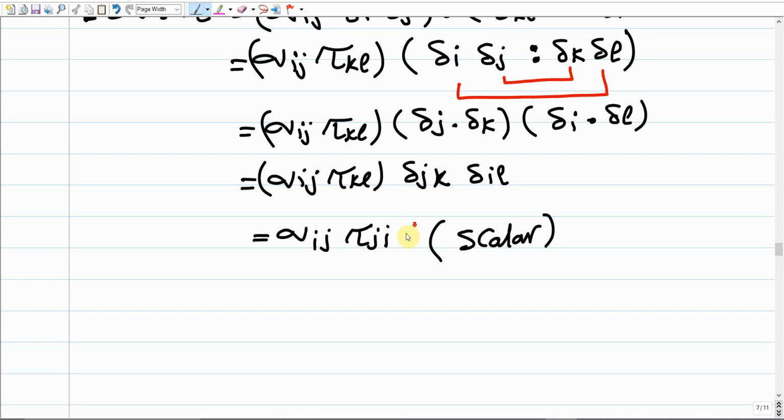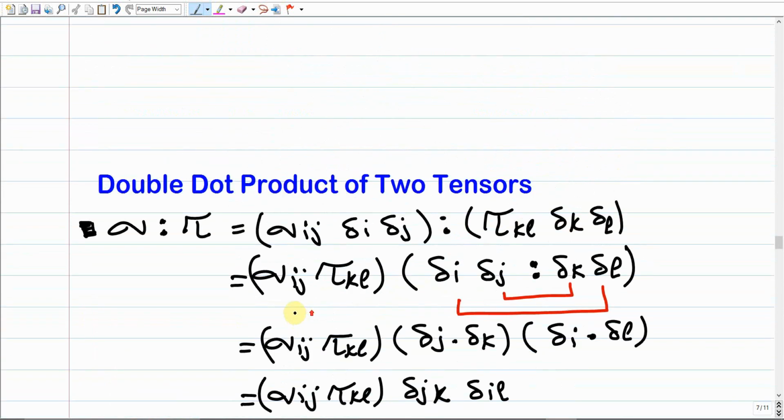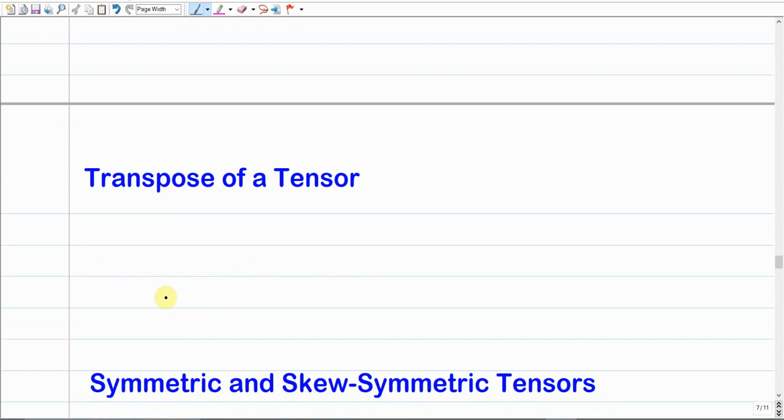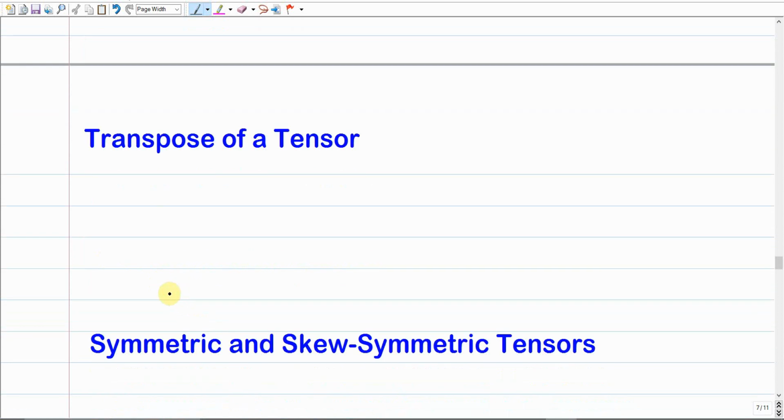Okay, the next thing. These are the most common operations done over tensors: the single dot product of a tensor with a vector, the single dot product of two tensors, the double dot product of two tensors, and even the multiplication by a scalar value. Now let us move to the other main parts: the transpose of a tensor and the symmetric and skew-symmetric parts of a tensor. Then we end up with the trace of a tensor.